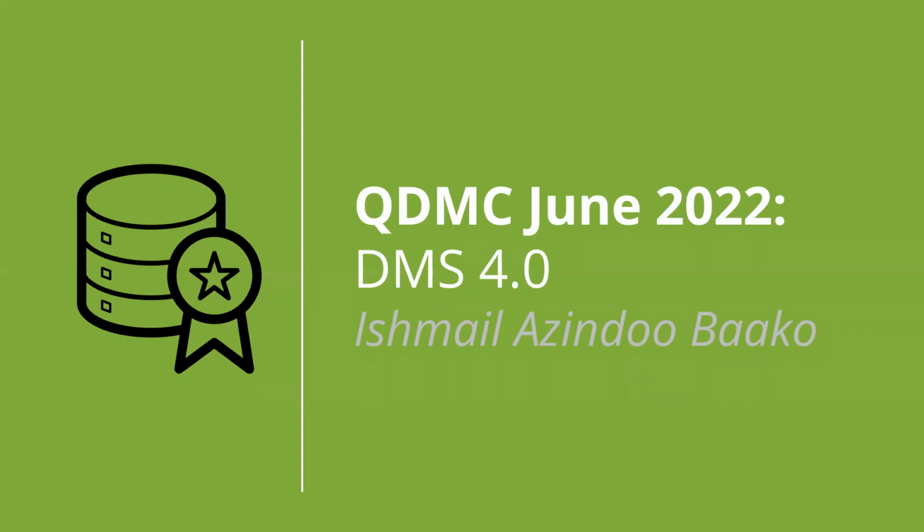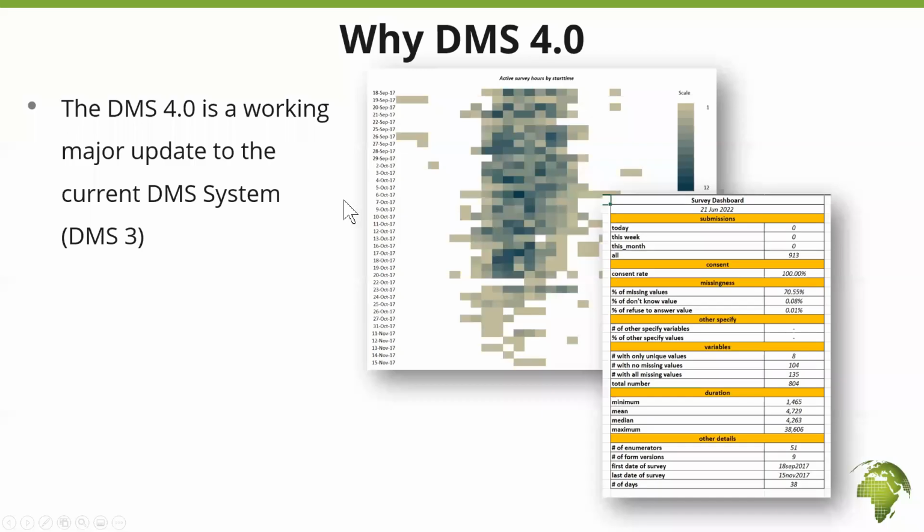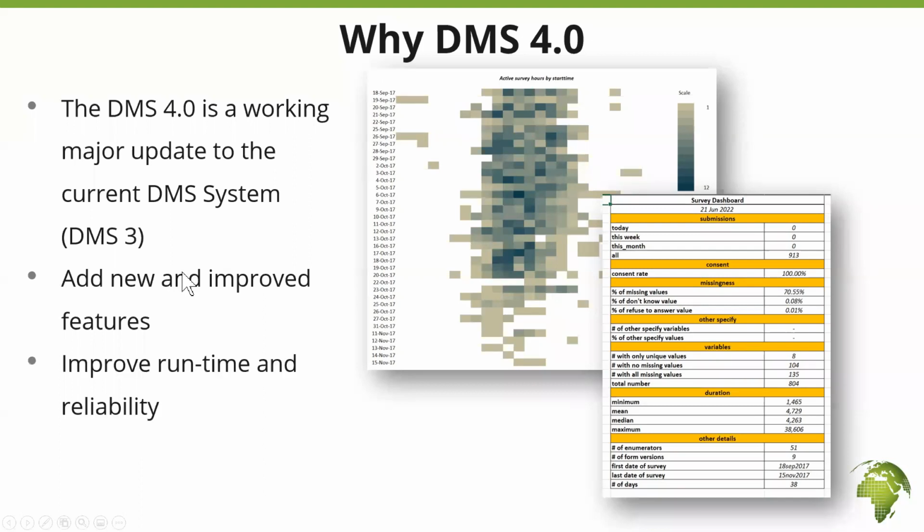Okay, so let's proceed. The first thing that I want to talk about is why we are doing these updates to DMS 4.0. The DMS 4.0 is a working version update. The current version that we have is 3.0, so this is just an upgrade. And this is usual. After some number of years, we make an update. The last major update was in 2018. We wanted to add some new features and improve some of the features as well, and then also to improve the runtime and reliability of the DMS.